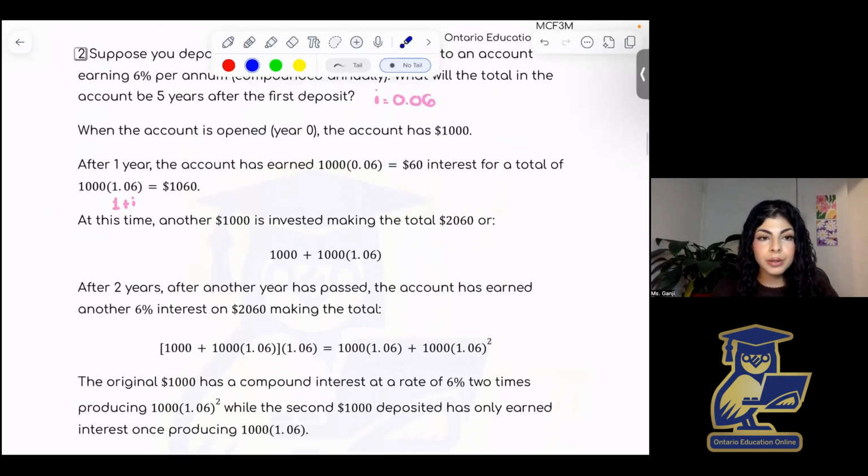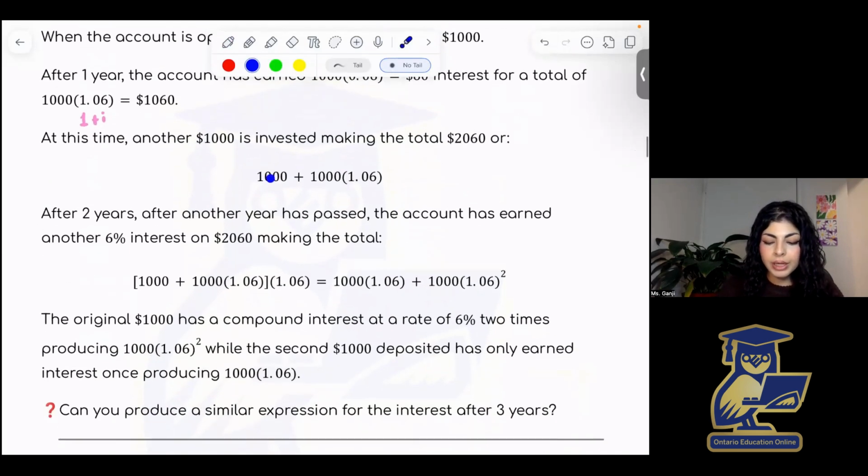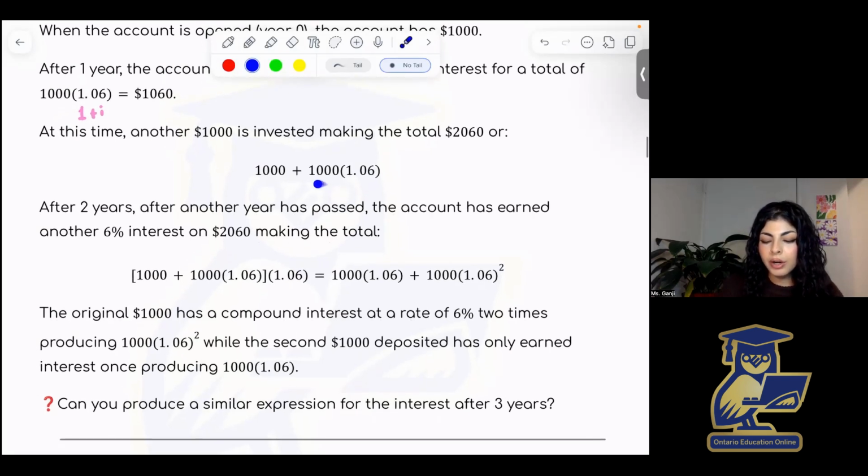So after that interest is earned, then another $1,000 is invested. So now we have $2,060. Or in other words, 1,000 plus 1,000 times 1.06, which is directly from here. Now, this is where it's going to be different from compound interest that we saw, in the sense that here we are earning interest on this value and we're earning interest on this value.